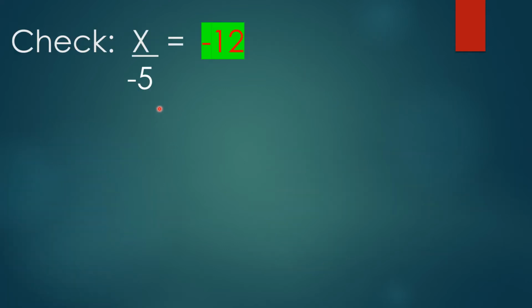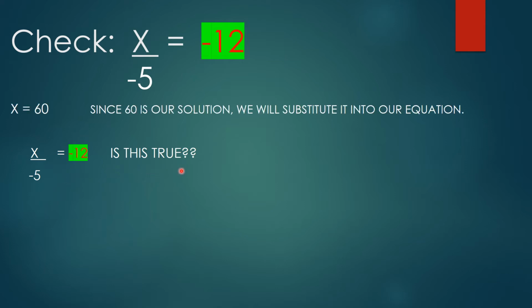So now that we have our solution of x equals 60, I need to check to make sure that we did our work correctly. So here's our equation. X divided by negative 5 equals negative 12. And I want to know if this is a true equation. We don't know yet. So we take our solution, x equals 60, and I'm going to substitute it in for x into the equation. So I substitute that 60 in, and this is what we get. 60 divided by negative 5 equals negative 12. And we're really asking ourselves, is this a true statement? We don't know yet. Still have to do a little bit of arithmetic on the left side.